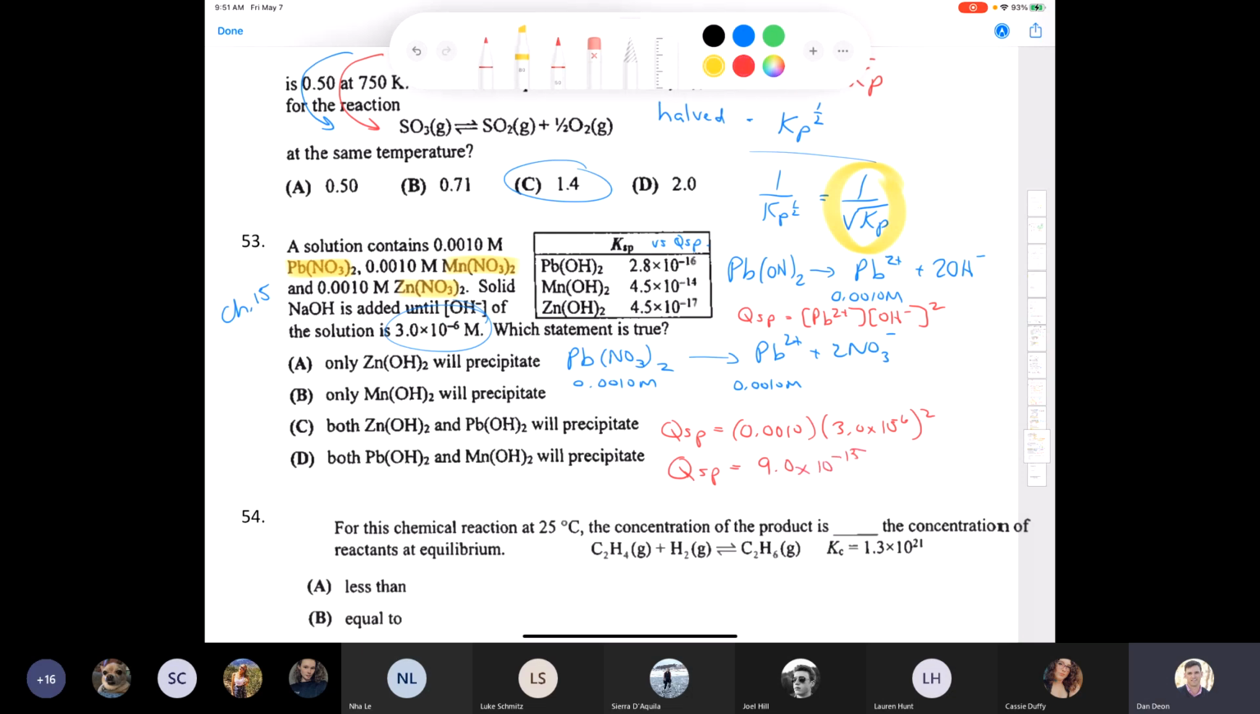Okay? Give me a thumbs up if you follow me on that, that the QSP for all 3 of these solutions is identical, right? The concentration of the cation in each one of these is 0.0010, and the concentration of the hydroxide, it even tells you in the problem, it's the same for all of them. So they all have the same QSP. Does everybody follow me on that? Anybody? Does anybody follow me on that?